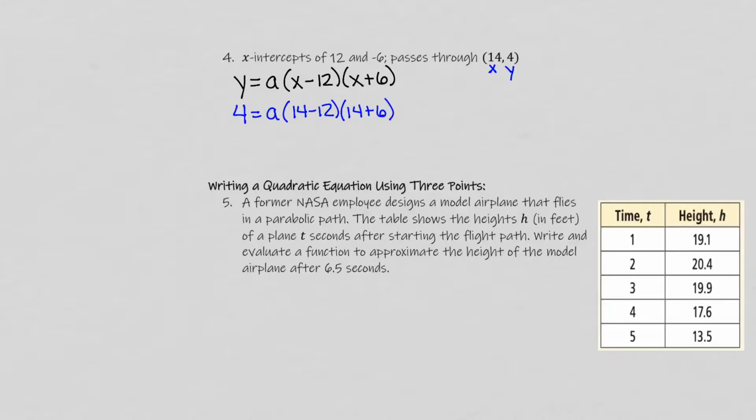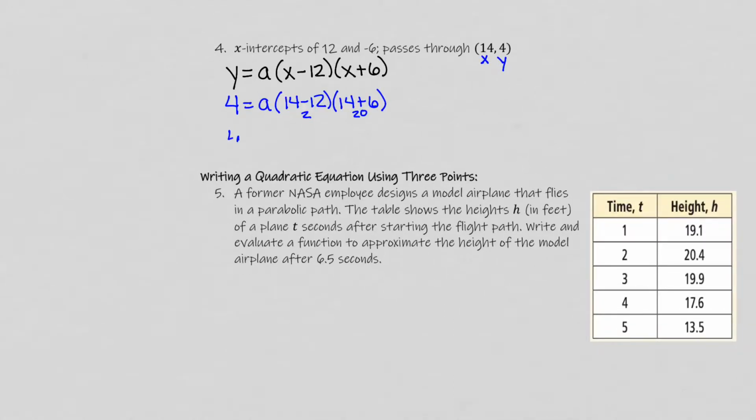Okay, so this is a 2, this is a 20. You multiply them together, and you get 4 equals 40a. Divide by 40, and you get a is 1 over 10, which is the same thing as saying 0.1. Your answer is correct either way. So I'm going to plug that in for a and rewrite my equation. So y is going to equal 0.1 times (x minus 12)(x plus 6).